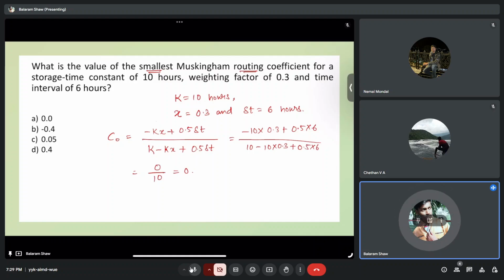Okay, so if you just calculate C1 and C2 also, you can check, they would be more than that. Let's say if C0 is 0, we know that C0 plus C1 plus C2 is equal to 1, right? Now if this is 0, these two will need to add up to 1, and since all these values are positive, C1 and C2 should be more than 0. So even if you don't calculate these two, you can tell that C0 is the smallest Muskingum routing coefficient. Hence the correct answer would be 0. Okay, any question here?